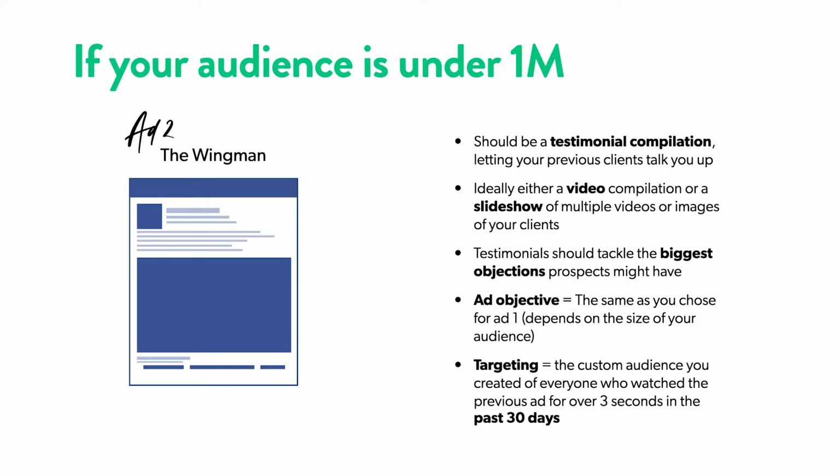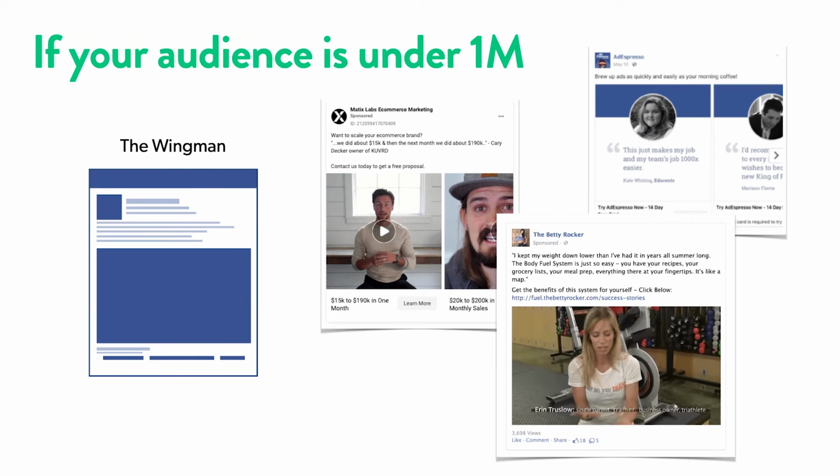And the targeting here is the custom audience that you created of everyone who watched the previous ad for over 3 seconds in the past 30 days. So just to break this down, people who watch ad 1 for over 3 seconds, they're served ad 2. Simple as that. And again, here are the examples, either an image slideshow with text or a video carousel showing individual testimonials, or one compilation video showing multiple subjects in one video.